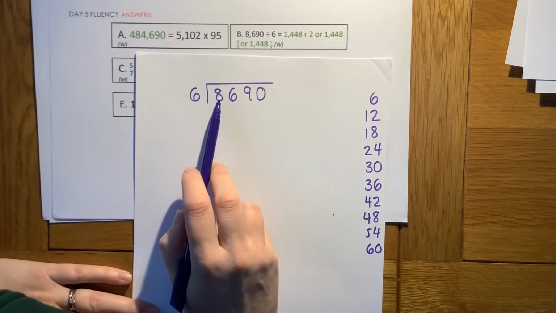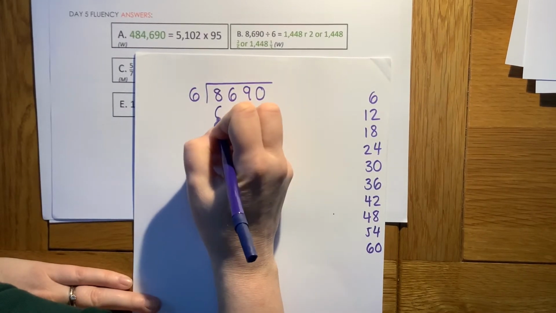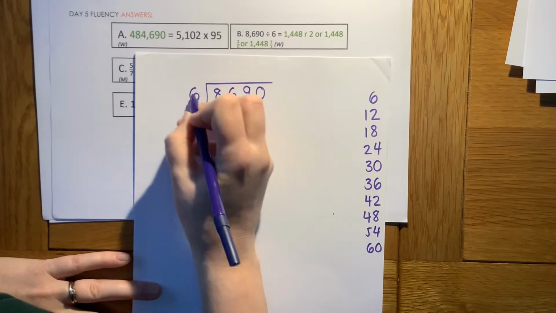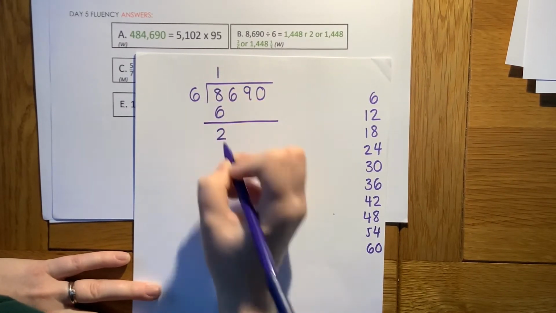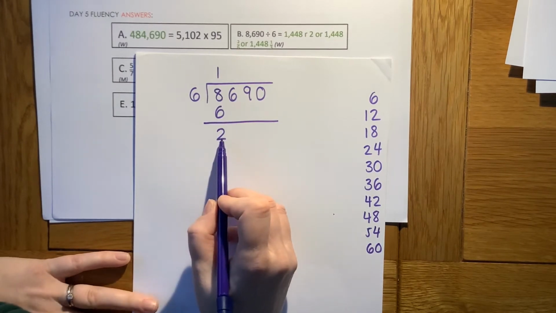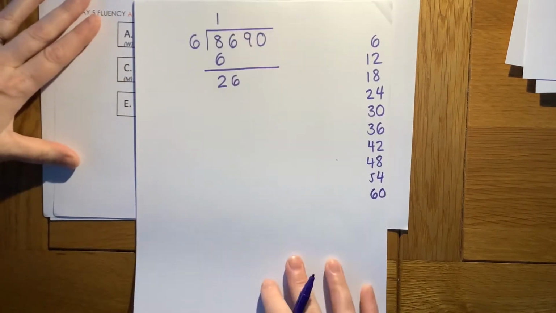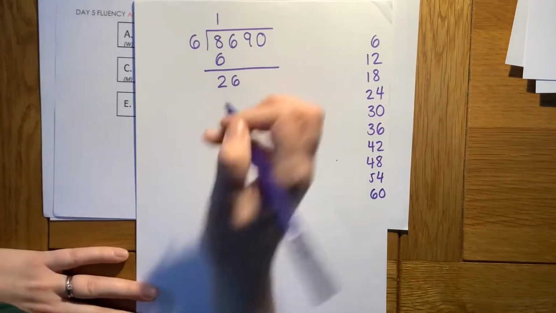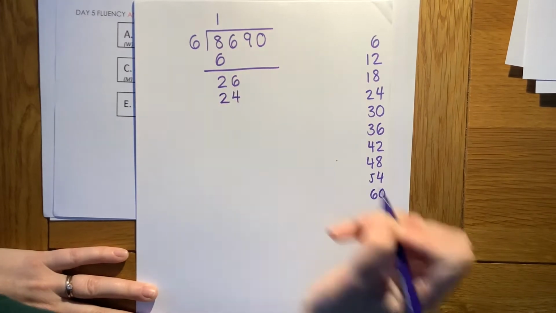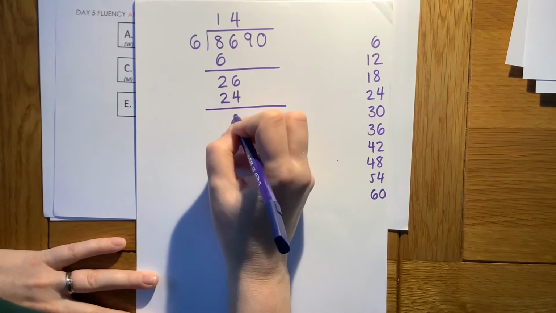Okay, I've got 8 thousands. I know that I can make one group of 6 out of 8, so I can share 6 of them out. 6 divided by 6 is 1, but I've still got 2 left because 8 take away 6 is 2. Those 2 I'm going to regroup into hundreds. That becomes 20 hundreds. I've got 6 hundreds here, so I've now got 26 hundreds. I know that I can share 24 of those into 6 equal groups. So 24 divided by 6 is 4. 26 take away 24, I've got 2 left.